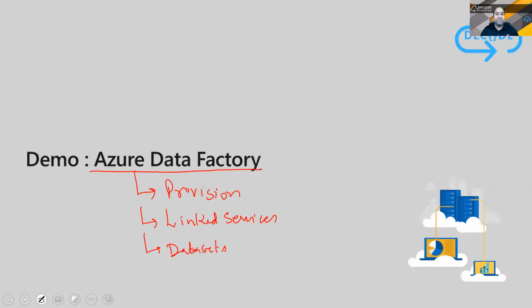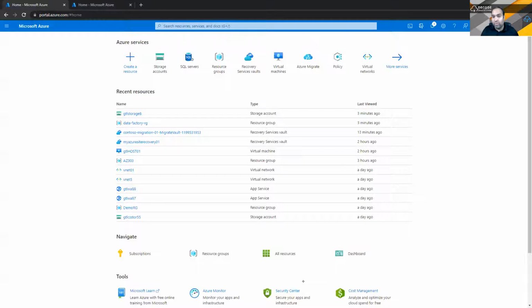And once we are done with all these, finally, we will start working with some activities. The activities will help me perform some sort of operations, and the collection of activities will help me create an Azure Data Factory pipeline. So let's take an example. How does it work? I'm taking you to my Azure portal.